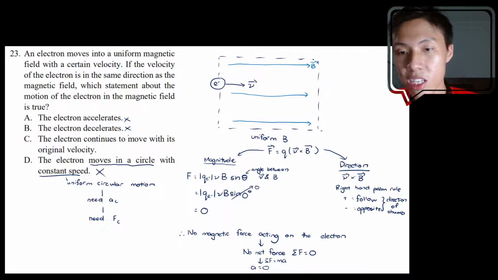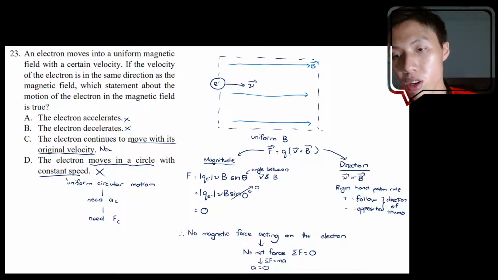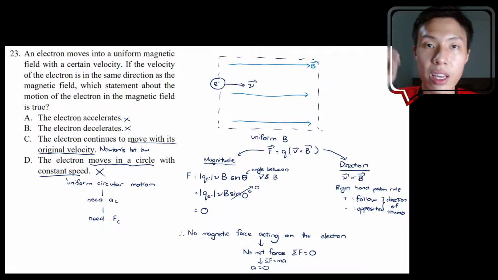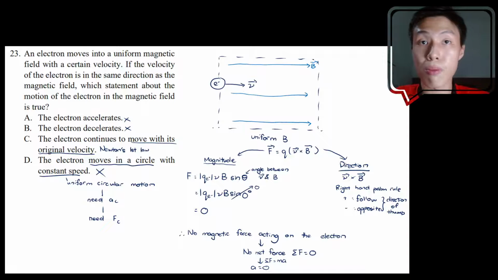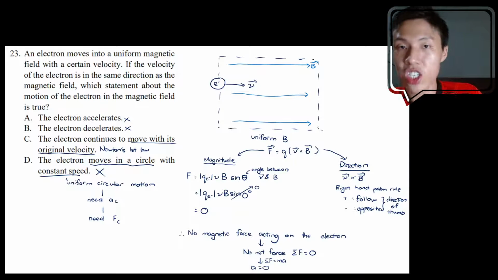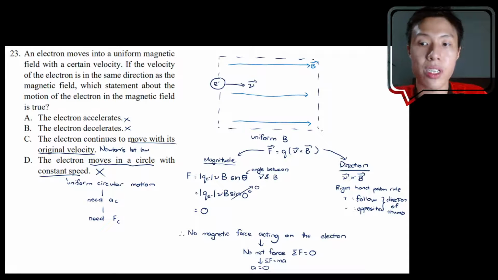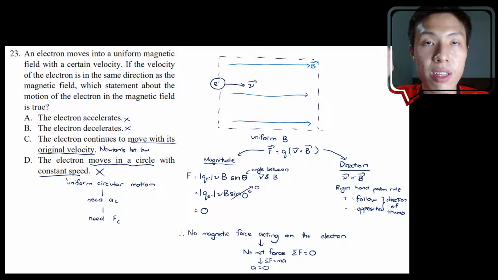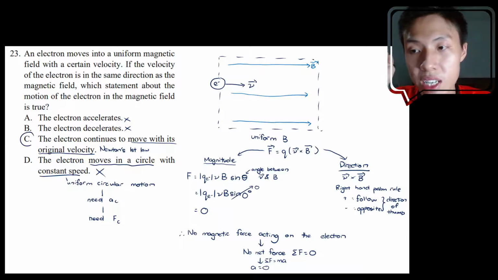So you can see that it's moving with its original velocity. This is just Newton's first law. The first law says that if there is no net force acting on it, it will remain in its state of motion. So if it's moving with a certain velocity, it will continue to move with the same velocity, same magnitude, same direction, not changing direction, not speeding up, not slowing down. That is what will happen if the net force is equal to 0, which is the case right now.